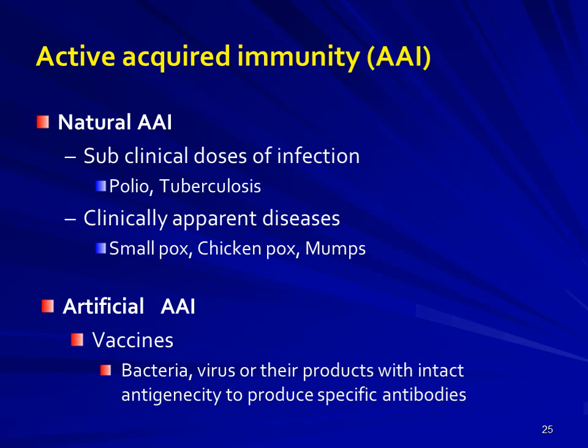And the next one is artificial active acquired immunity. Here, artificially prepared preparations will be given in the form of vaccines, which can induce the immune system of the host and produce antibodies, but they won't produce the disease. So the vaccines are bacteria or viruses or their products with intact antigenicity but lacking pathogenicity, which can produce specific antibodies among the recipients. So, like this, vaccines come under artificial active acquired immunity.